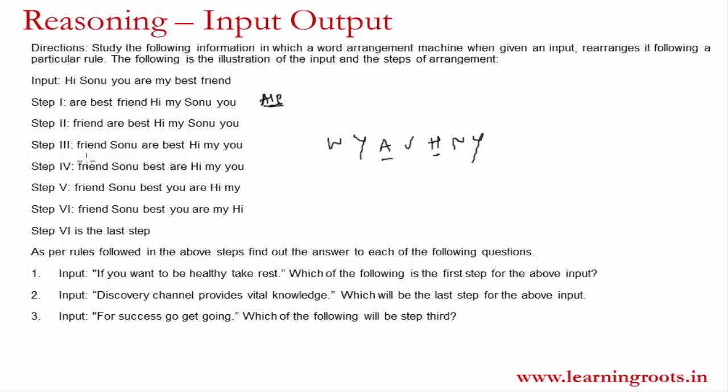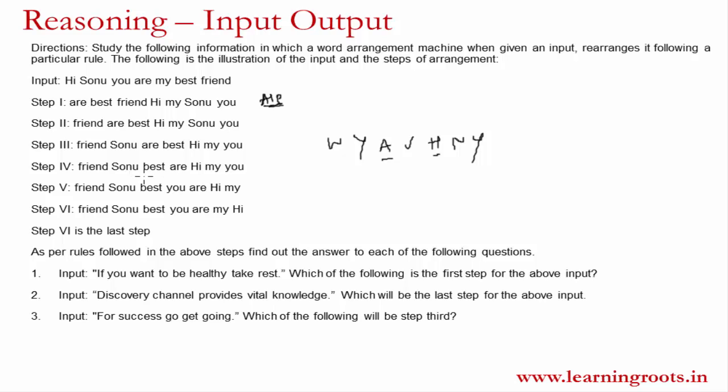So friend is fixed. Now what does friend have which the other words don't? Friend has 6 letters in it, right? Sonu has 4 letters, best has 4 letters, R has 3 letters, U has 3 letters, and so on. So now you are understanding as to how you would arrange this thing. So basically they are starting with the word having the largest number of letters and then they are proceeding. So what happens in case of ambiguity?